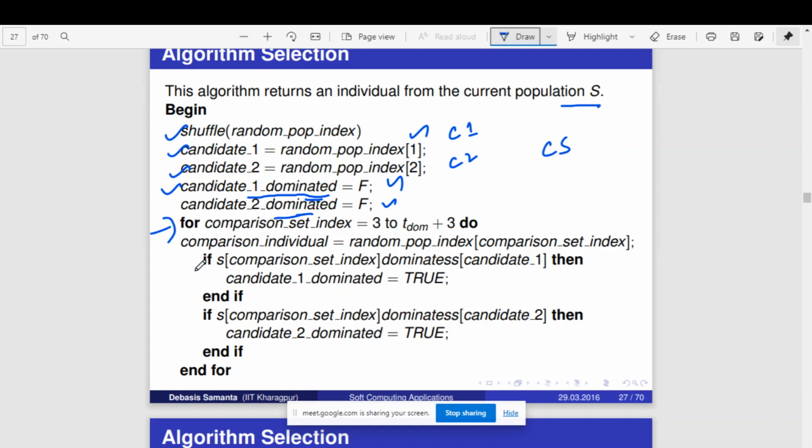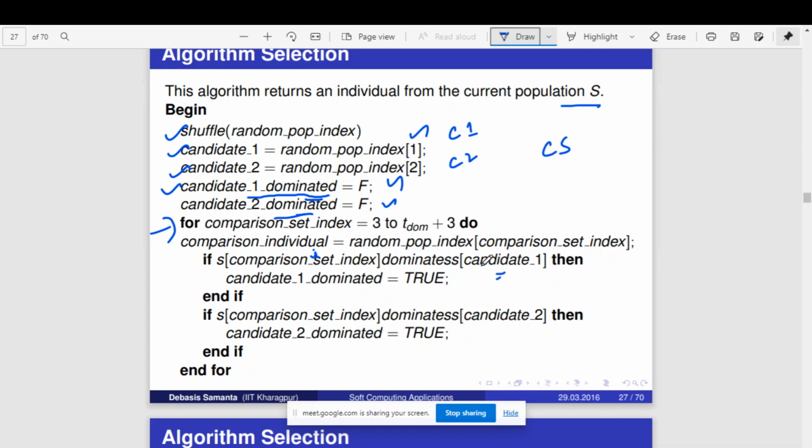Okay, so here you can see it checks whether, if S of comparison set index, so this is the comparison set index. This is something like a for loop. Say if your comparison set contains 100 individuals, then it will go from 1 to 100. So that particular individual, the ith individual, you can assume we are taking that ith individual from the comparison set, and we are checking whether this ith individual of the comparison set is dominating candidate 1 or not.